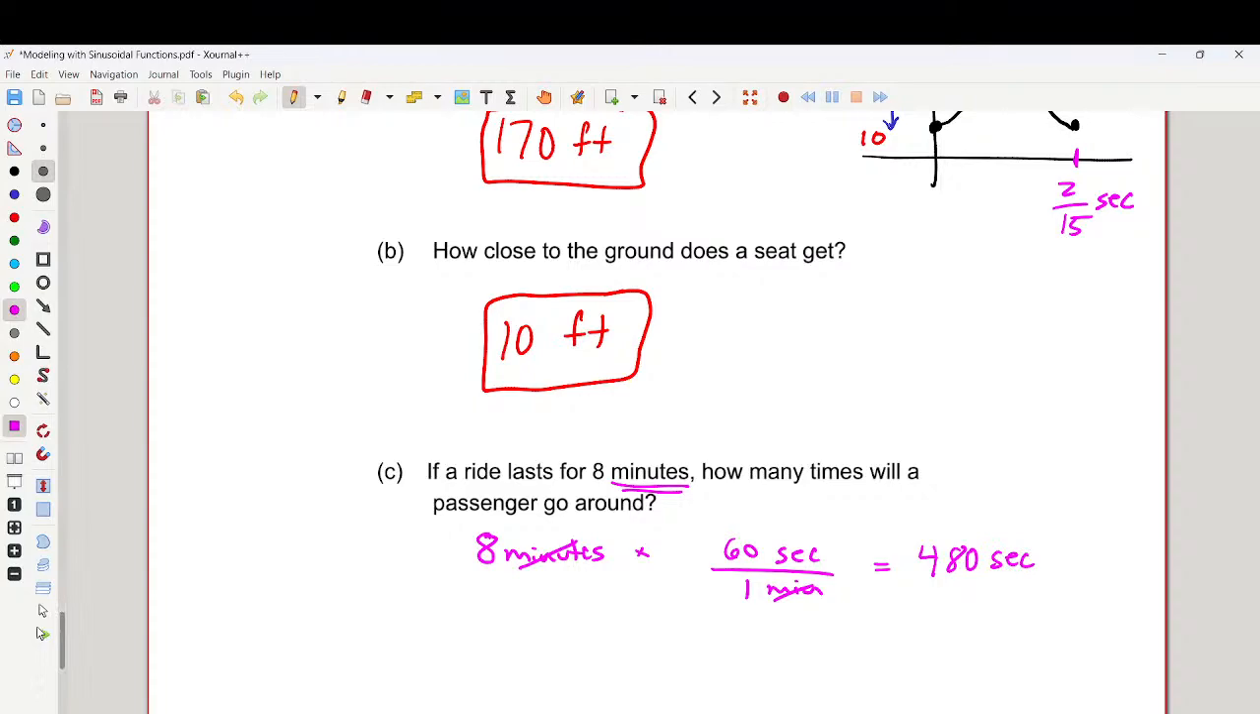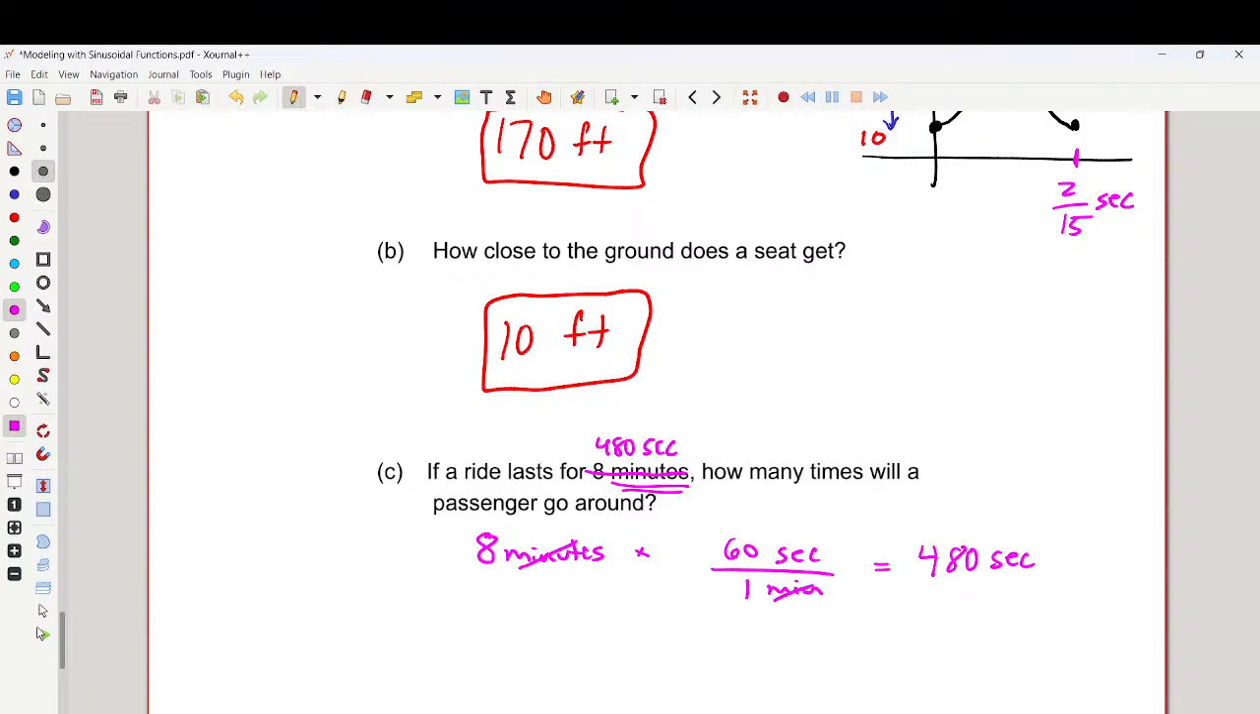So now we can rewrite this question. If a ride lasts for 480 seconds, how many times does a passenger go around? Well, we still got some work to do. 2 out of 15 seconds, they go 1 time around. 4 out of 15 seconds, they would go 2 times around. So basically I'm saying, how many 2/15ths make up 480? A lot.